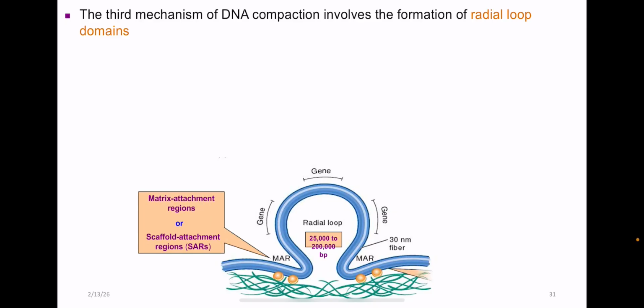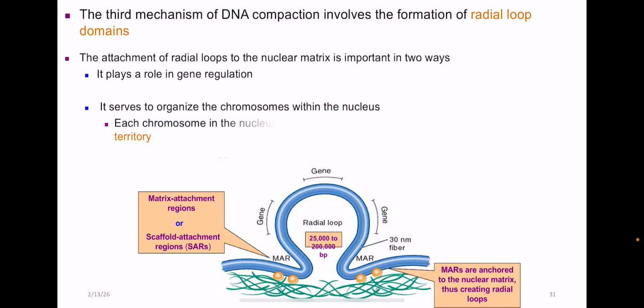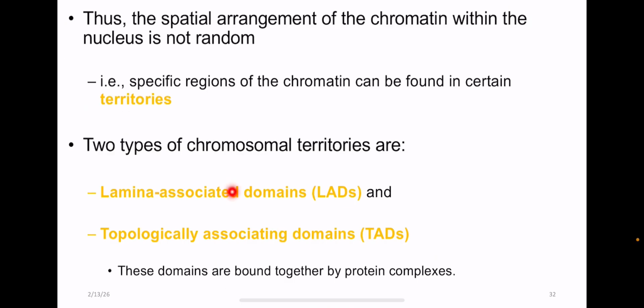Let me also say this in the next page. The third mechanism, as I said, is formation of radial loops. The chromosomes in the nucleus are not there randomly. They are found in discrete and non-overlapping chromosomal territories. We have two kinds of territories, the LADs and the TADs, the lamina associated domains and the topologically associating domains. Between the nuclear lamina and the nuclear matrix proteins, whichever one you interact with will determine the type of chromatin you'll be.